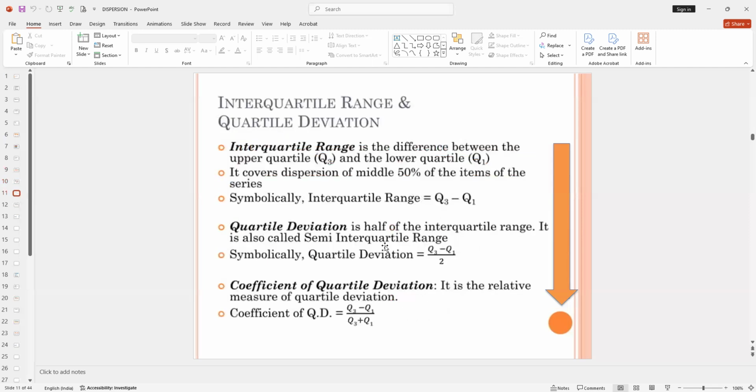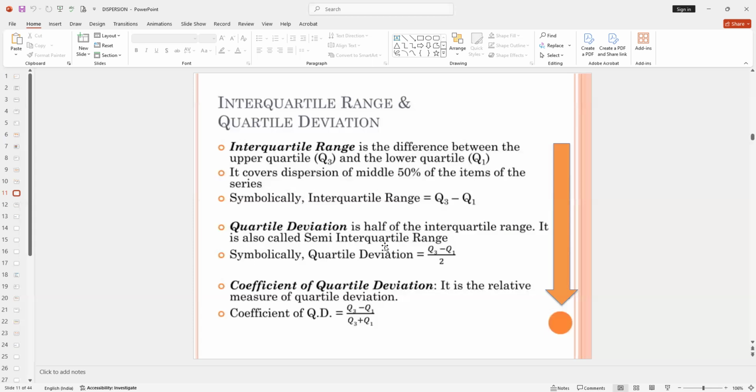Now we will discuss the most important topic: interquartile range and quartile deviation. Firstly, we will look at the interquartile range. What do you mean by interquartile range? The interquartile range is the difference between the upper quartile and the lower quartile. It covers the dispersion of the middle 50% of the items of the series. Symbolically, the upper quartile is Q3 and the lower quartile is Q1. The difference between Q3 and Q1 gives you the interquartile range, that is IQR equals Q3 minus Q1.